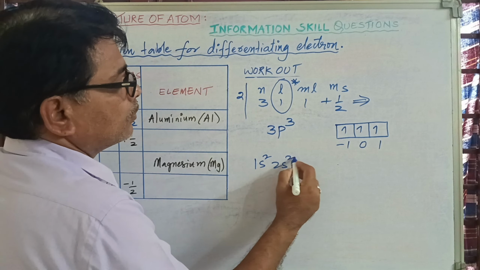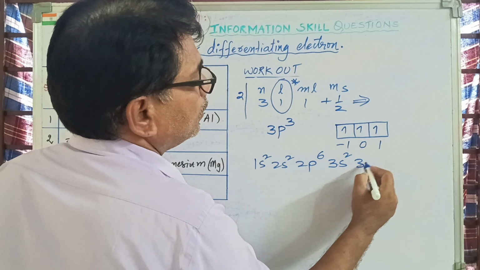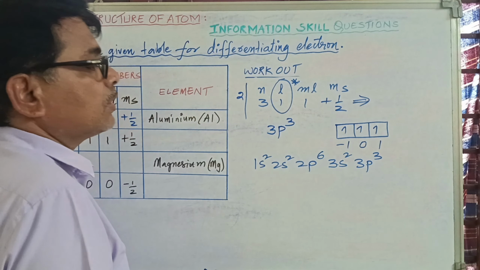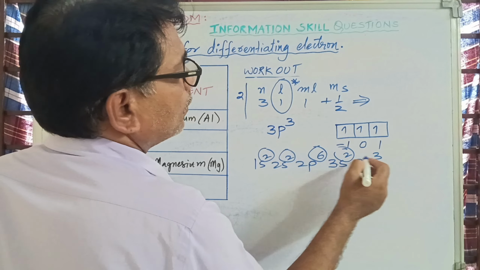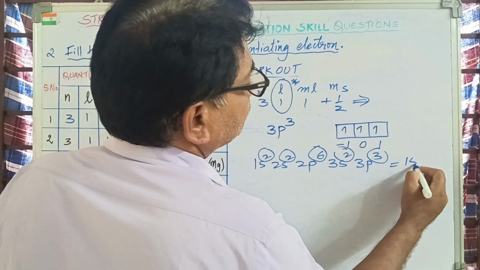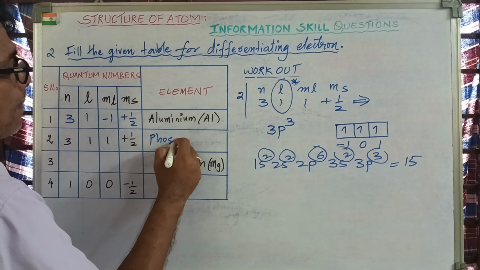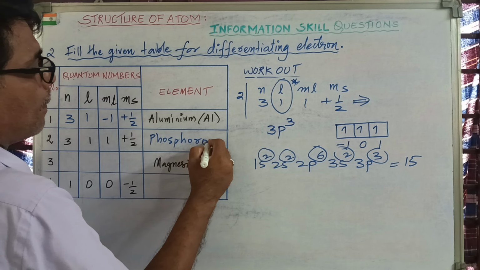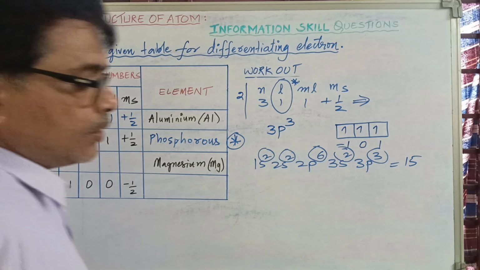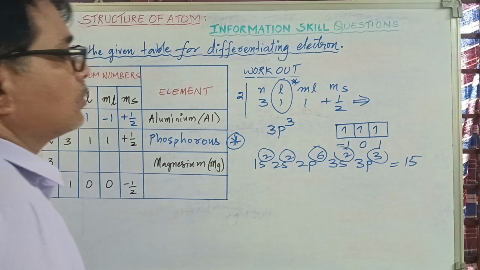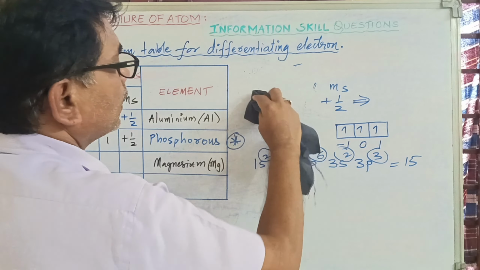So let us write the electronic configuration up to 3p3: 1s2, 2s2, 2p6, 3s2, 3p3. So what is the number now? 2 plus 2, 4 plus 6, 10 plus 2, 12 plus 3. So it is 15. So it's phosphorus. Let me put a star for this. This type of thing is very important and very interesting also.